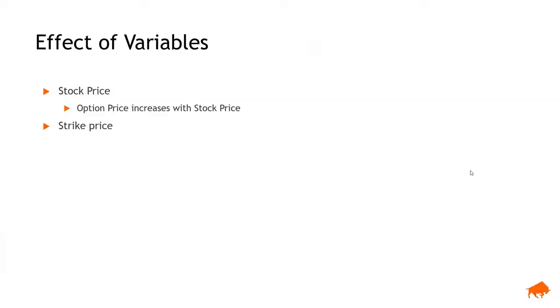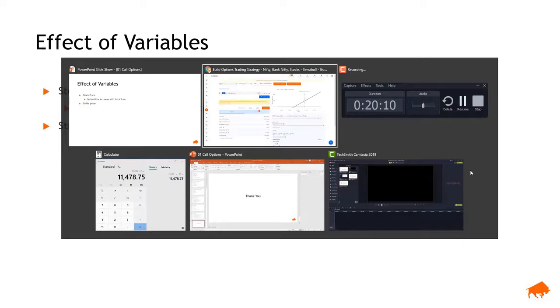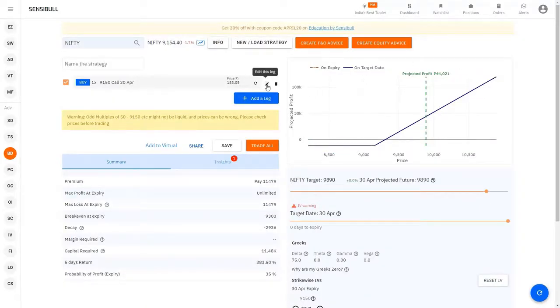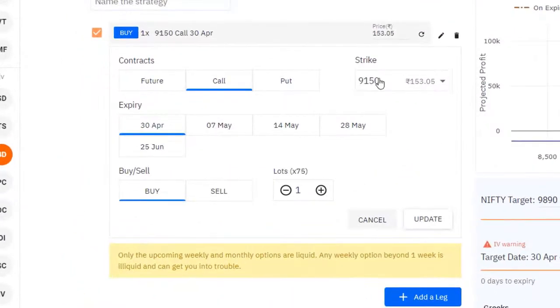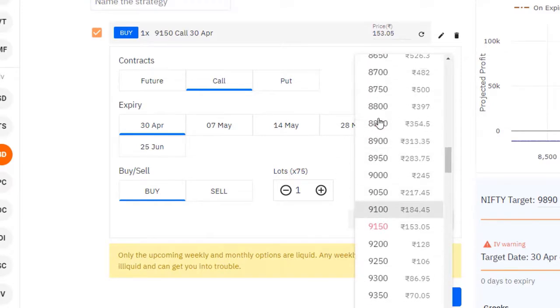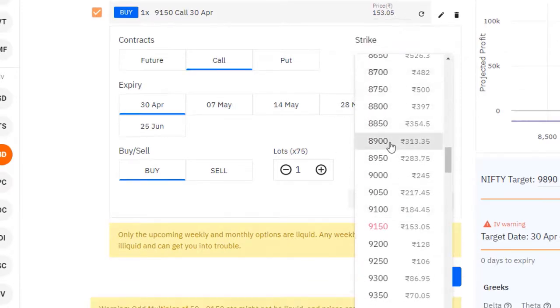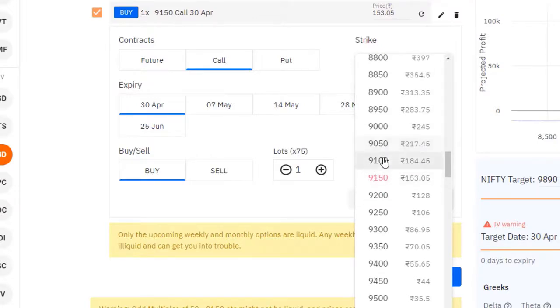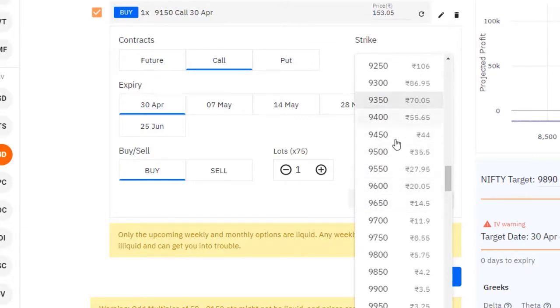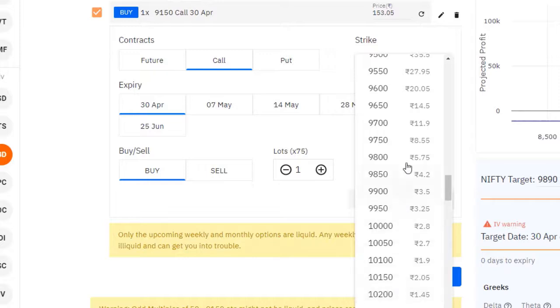Now let's look at strike price. How do different strike prices affect the price of the option corresponding to that strike price? That is very simple. Let's look at this. I'm going to pull down this menu which tells me the prices of different strikes. So you can see a relationship here, right? 8900 is at 313, 8950 is at 283, 9000 is at 245, 9050 is at 217, 9100 is at 184, 9150 is at 153, and so on and so forth. And as you go higher and higher, the option price reduces.